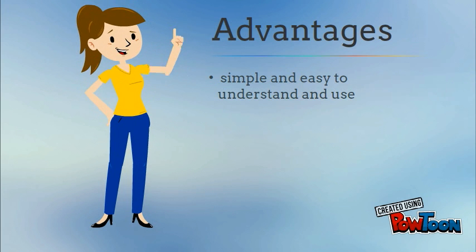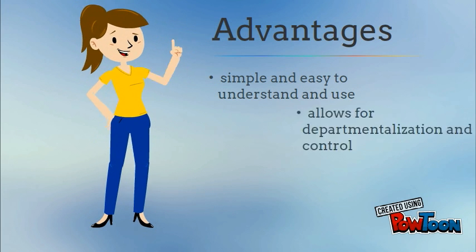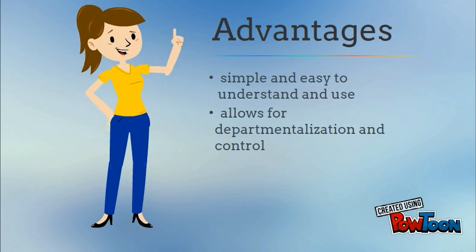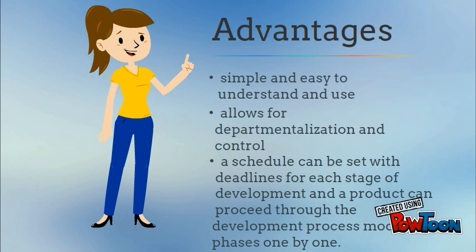that it is simple and easy to understand and use. It also allows for departmentalization and control. A schedule can be set with deadlines for each stage of development, and the product can proceed through the development process model phases one by one.